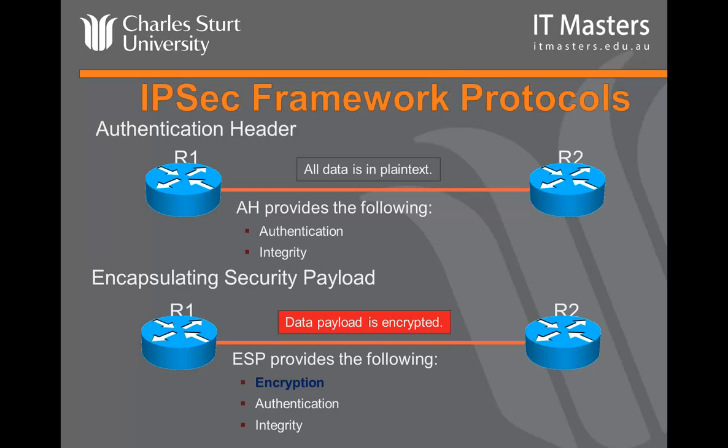With ESP, the data payload is actually encrypted, so ESP is obviously more secure. So ESP provides encryption and again authentication and integrity. So that encryption really is also confidentiality. So there's your three points of your CIA triangle: confidentiality, integrity, and, sorry, the third one's availability, not authentication.